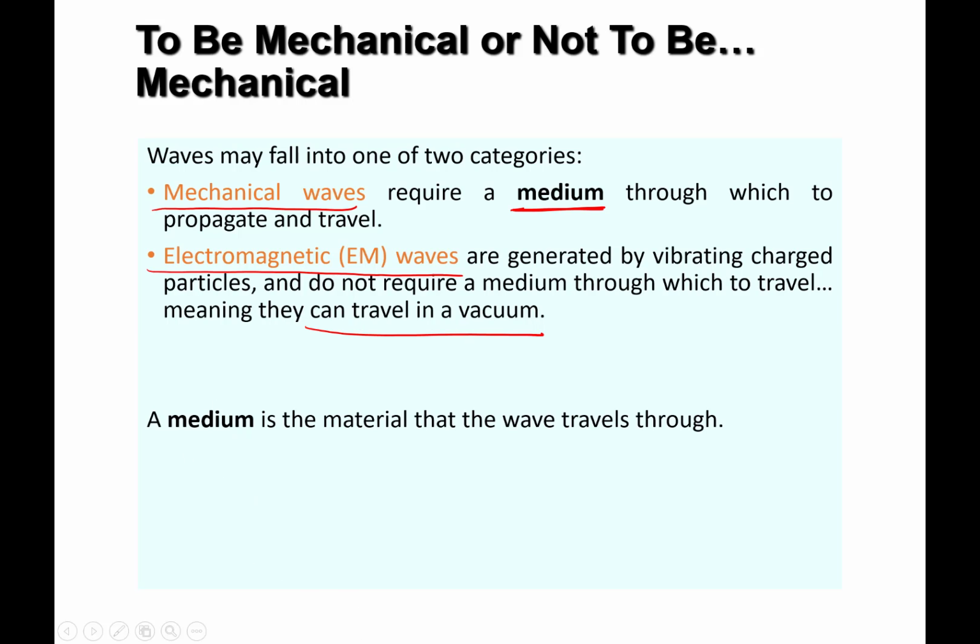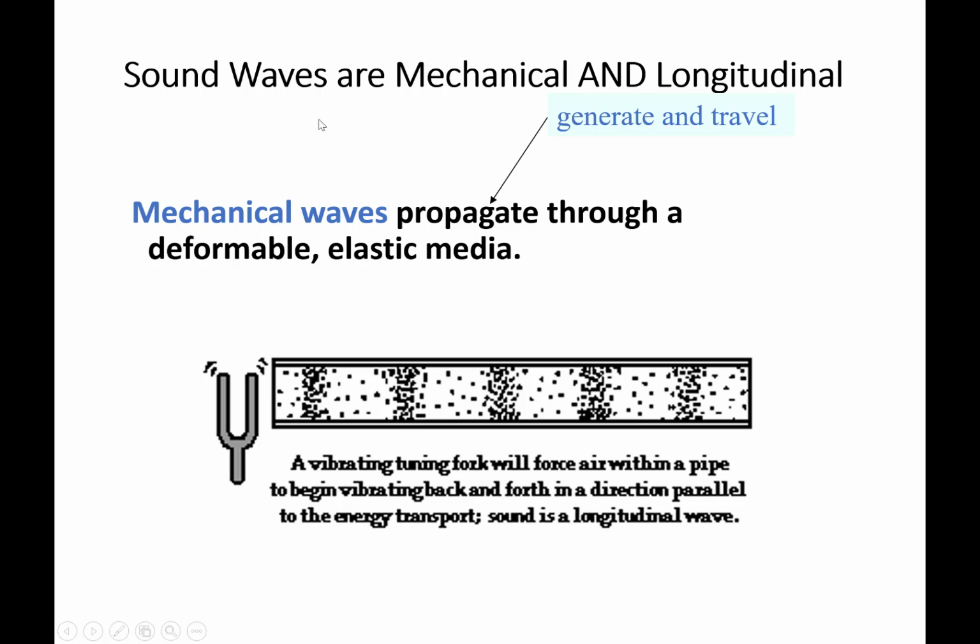And a medium, this is an important vocab word, is just the matter that the wave travels through. Sound waves are mechanical, and they're longitudinal because they travel through a matter medium. The medium is air. This word propagate, we're going to use a lot for waves. When we say mechanical waves propagate through a deformable elastic medium, we mean they're generated in a medium and they travel through that medium.